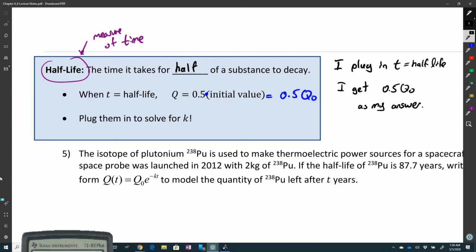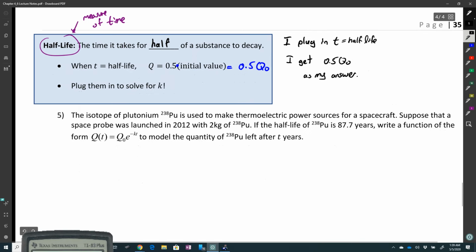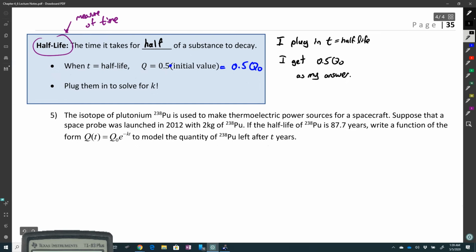From a math perspective, that's what half-life is. You plug the half-life in, and there's half of whatever it was. So if the initial amount was 10, you plug in the half-life, the answer will be 5. If the amount was 100, you get 50. And if you plug in twice the half-life, it'd be 100, 50, and then it keeps halving itself: 25, 12.5, 6.125, and so on. All right. Anyway, let's get to this word problem.